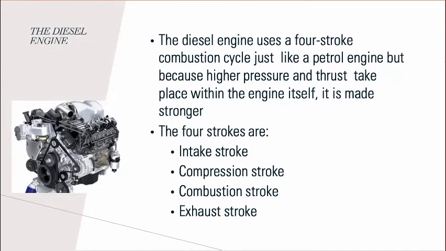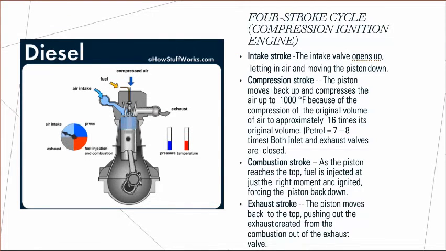And now we go to the diesel engine. The diesel engine uses a four-stroke combustion cycle just like a petrol engine, but because higher pressure and thrust take place within the engine itself, it is made stronger. The four strokes are the intake stroke, compression stroke, combustion stroke, and the exhaust stroke. Now you can see the moving picture on how the four-stroke cycle diesel engine works.